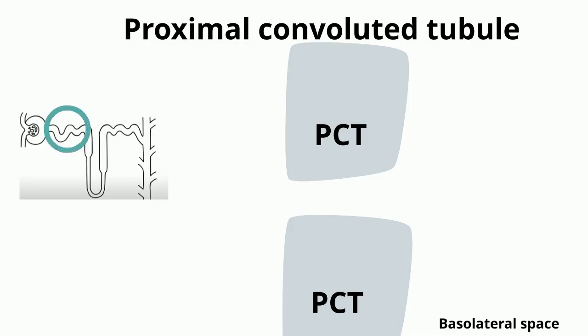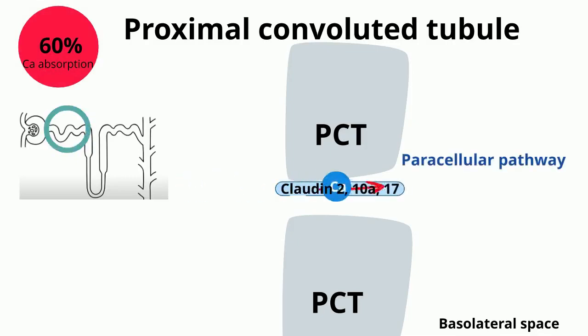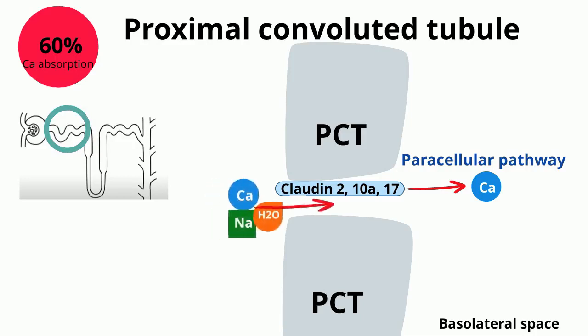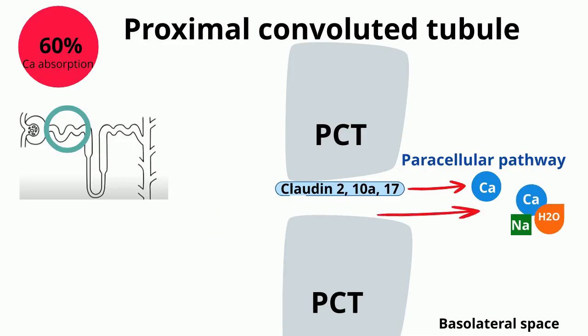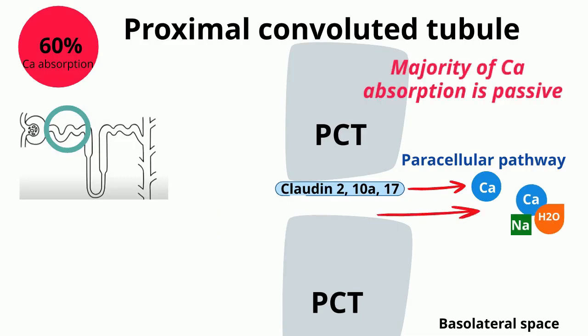Here's the proximal tubule cell. 60% of filtered calcium is reabsorbed through the paracellular pathway. Paracellular just means between two cells. Calcium gets absorbed with sodium and water through solvent drag. When you absorb sodium and water, you reabsorb calcium along with it.